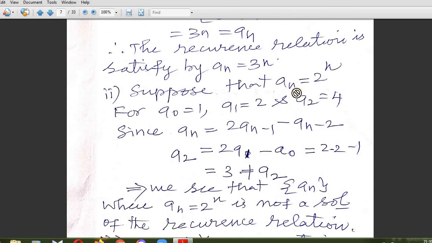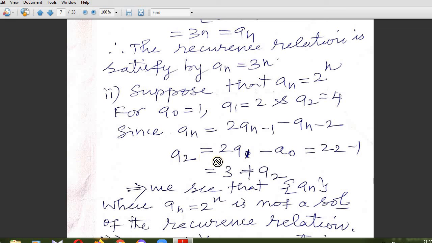Now for a_0, what will we have? 2 to the power 0, I will have 1. For a_1, 2 to the power 1, 2. For a_2, 2 to the power 2, 4. So a_0 we have 1, a_1 we have 2, a_2 we have 4. Now this is the recurrence relation. So for the second term a_2, we have to get 4. Whether we are getting 4 or not, we'll check.